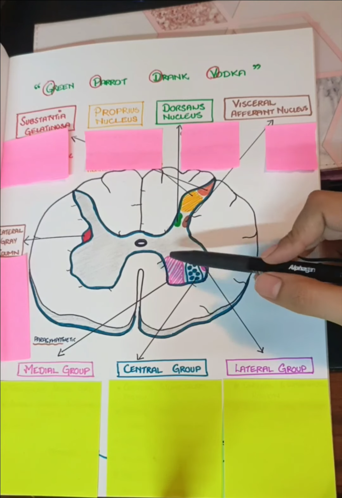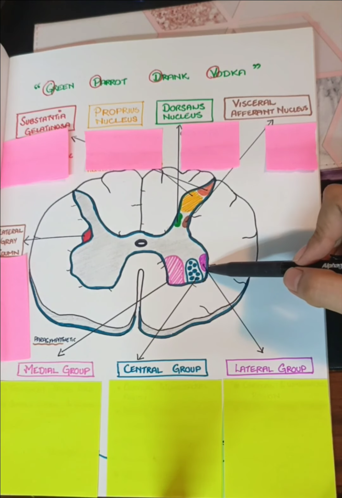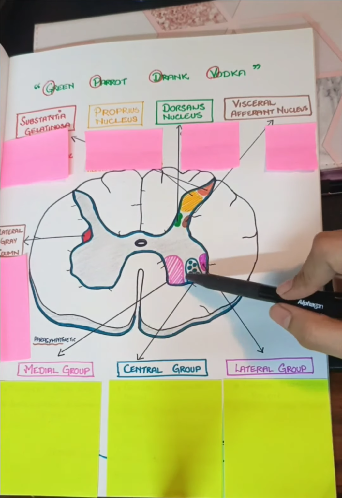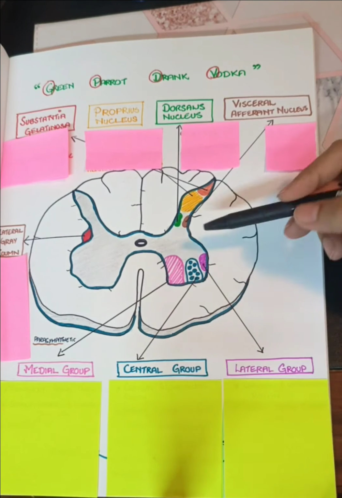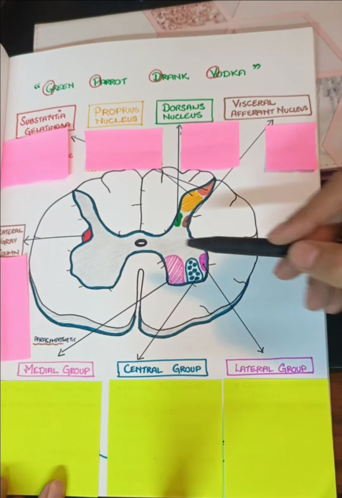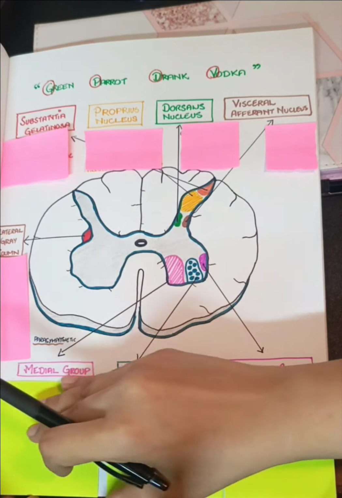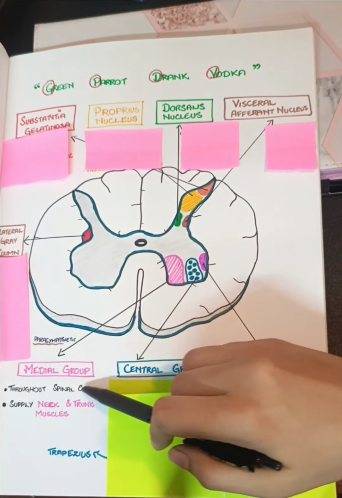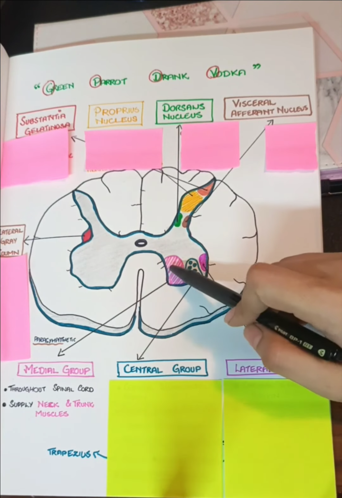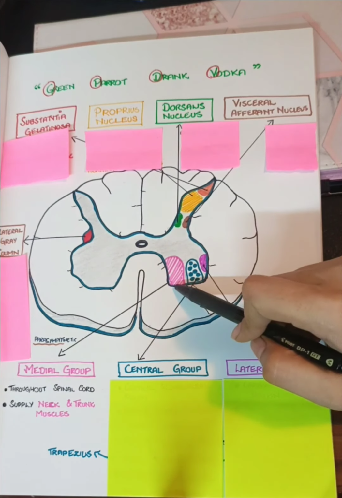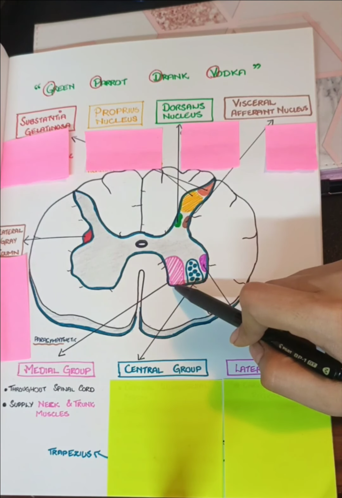In this anterior gray column, we have an arrangement of three groups of neurons. The medial most is known as the medial group of neurons. This is the central group of neurons, and the lateral most is the lateral group of neurons. So the medial group of neurons, let's reveal the facts. The medial group of neurons is present throughout the length of the spinal cord, and it is responsible for supplying the muscles of the neck and the trunk muscles, including intercostals and the abdominal muscles.